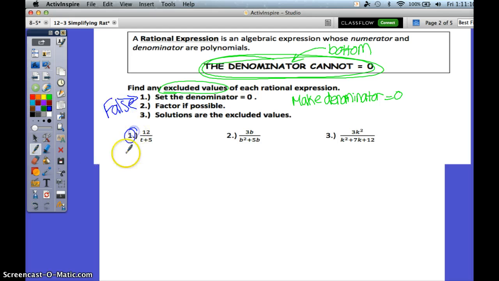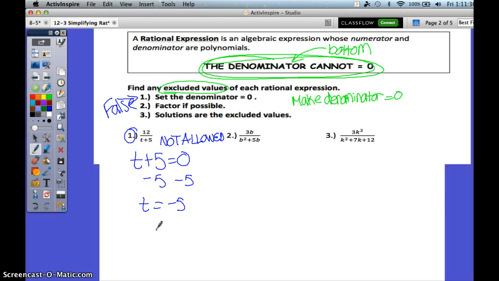So let's take a look at number 1. We're going to set t plus 5 equal to 0, because that's not allowed to happen. Factoring is not possible, there's no GCF, and now let's solve. So minus 5, and you get t equals negative 5. So that means this is not allowed to happen. So since t is not allowed to equal negative 5, we would put a little slash through that. Let's just show you what would happen if t did equal negative 5. You'd have 12 over negative 5 plus 5, which is 12 over 0. You can't have that. So t is not allowed to equal negative 5.